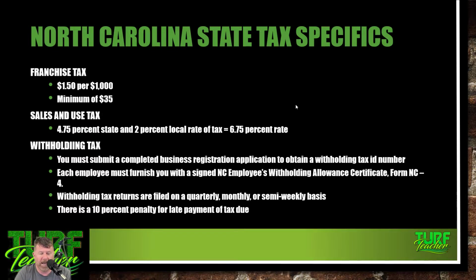Withholding tax, you must submit a completed business registration application to obtain a withholding tax ID number, and each employee must furnish you with a signed North Carolina Employee's Withholding Allowance Certificate, Form NC-4. Withholding tax returns are filed on a quarterly, monthly, and semi-weekly basis. There is a 10% penalty for late payment of tax due.